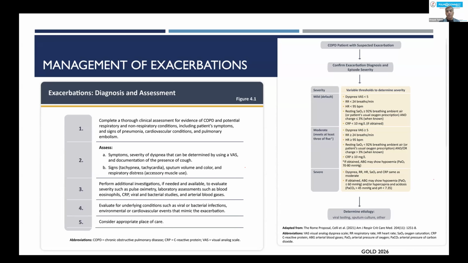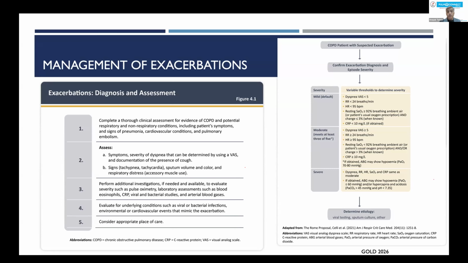Some investigations are of use. Pulse oximetry is one of them. We all understand that. But very importantly, blood eosinophil, CRP levels, and some kind of studies to look at whether it is infective exacerbations by doing tests for viral or bacterial identifications. And of course, arterial blood gases for looking at the carbon dioxide levels, because these will be the patients who, if it is raised, are candidates for the NIV.